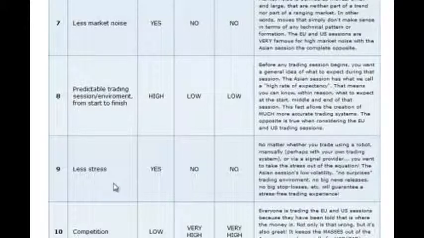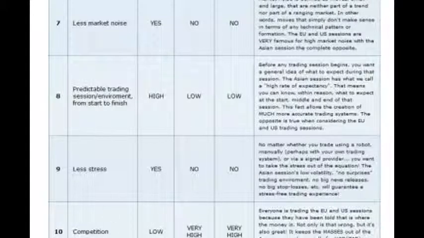Less stress. Oh man, if you have traded, you know that stress is part of the game. What we want to create here is a stress-free environment. And the only way to do that is to trade a very low volatile market with no surprises, no news releases, no big stop losses. All of that together is going to guarantee a stress-free trading lifestyle. We want to make money, but we want to keep our health, right? And that's something the Asian session is going to give you that the other sessions simply can't.